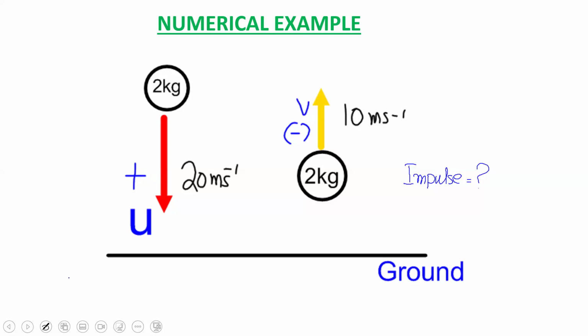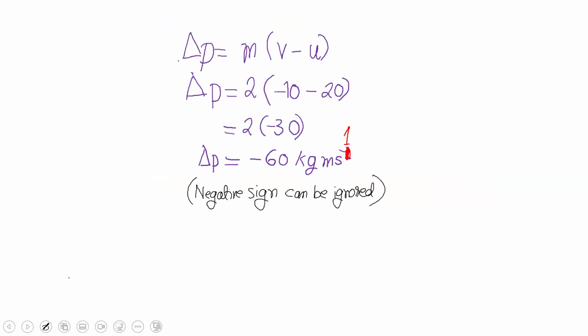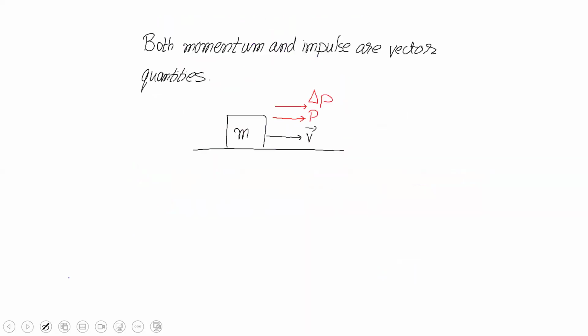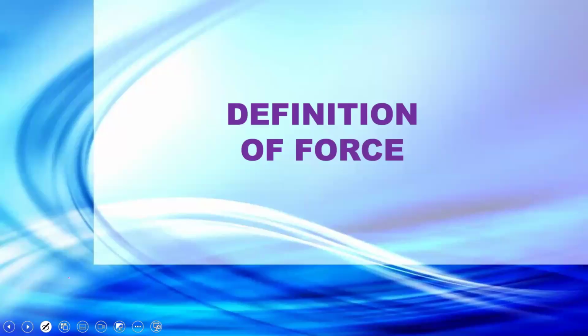So I got minus 60. Good answer. And why can the minus sign be ignored? Actually, the minus sign is showing the other impulse. So one will be 60, one will be minus 60. Now we move to our next concept, definition of force.